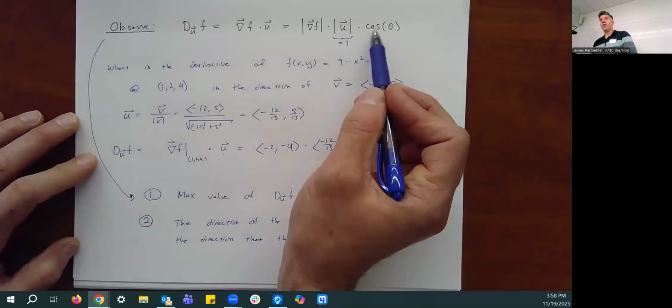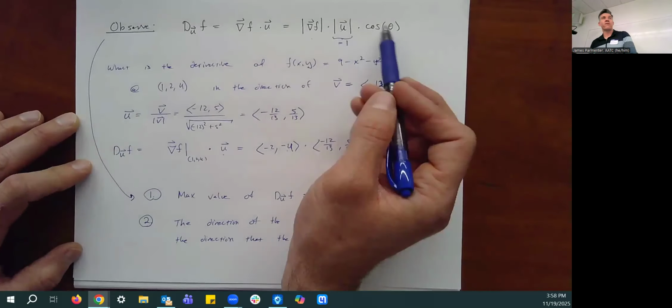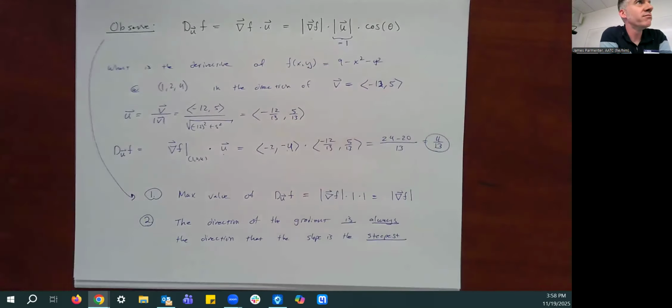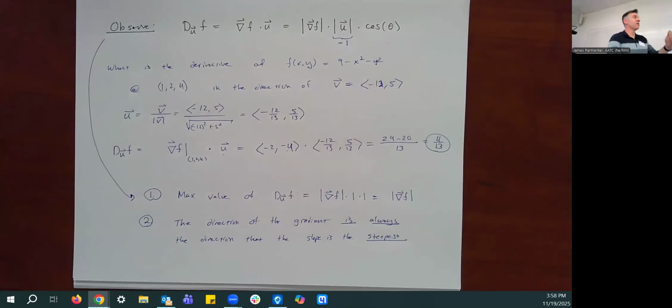if you think about what angle you need for cosine to be equal to 1, what angle do you need for cosine to be equal to 1? Right. And if the angle between your gradient vector and your direction vector is 0, they are pointing in the same direction. So you get the maximal value of your directional derivative when the direction you're pointing in is the same direction as your gradient. Kind of interesting.